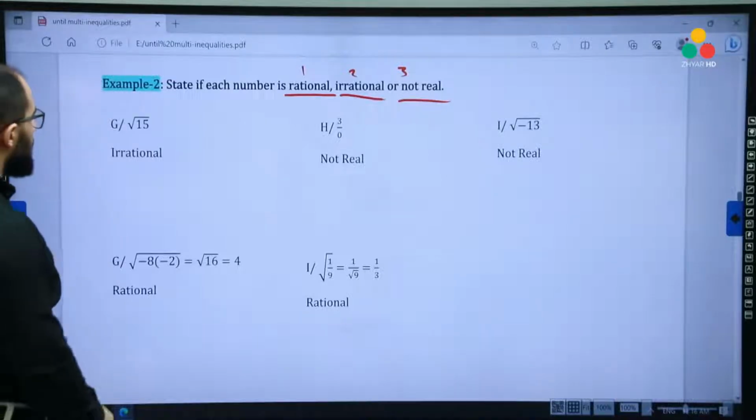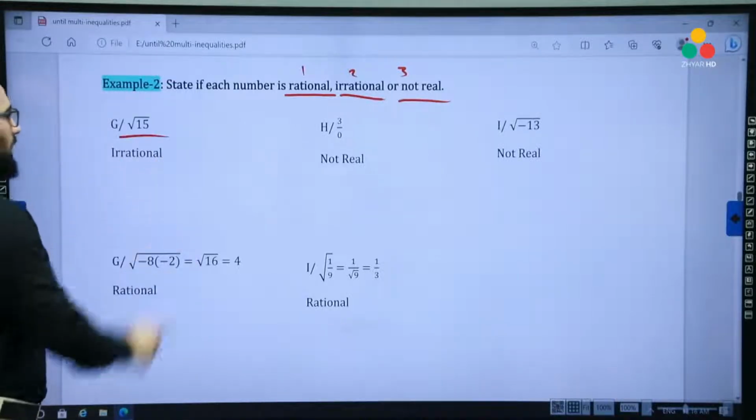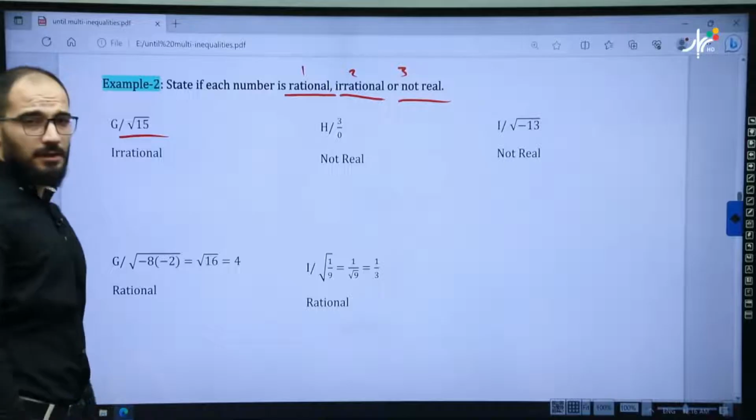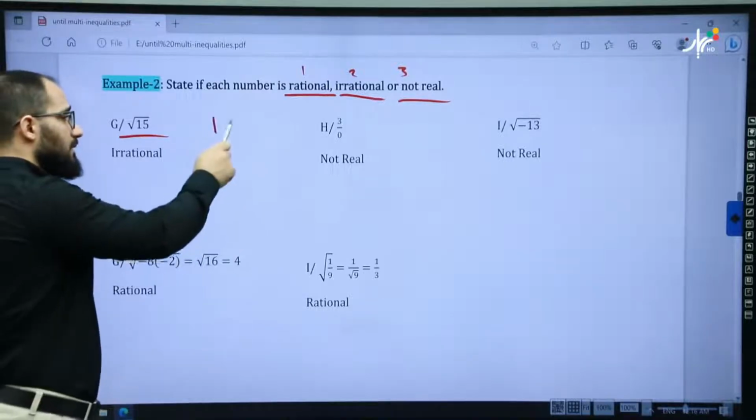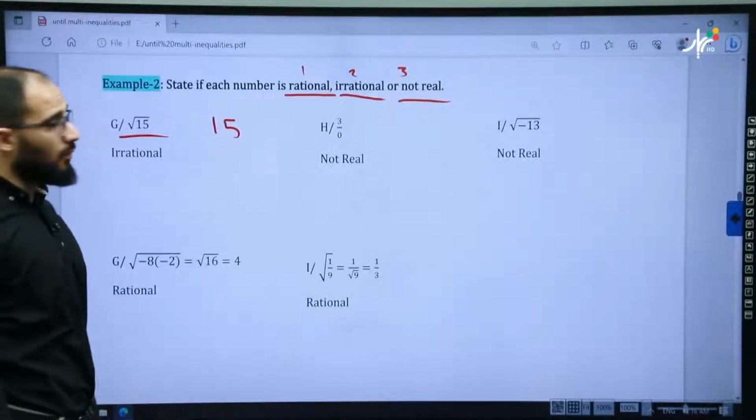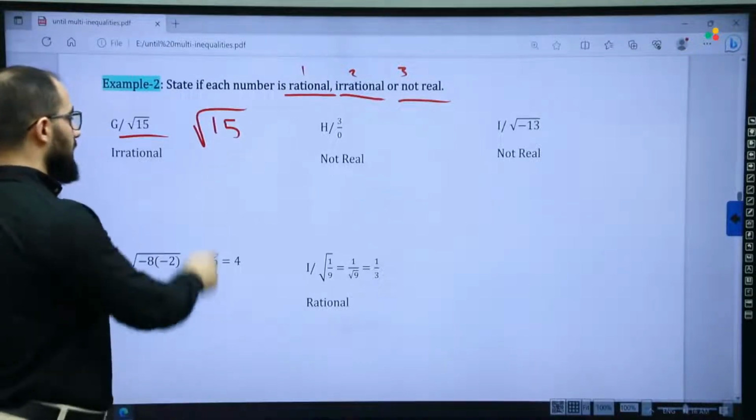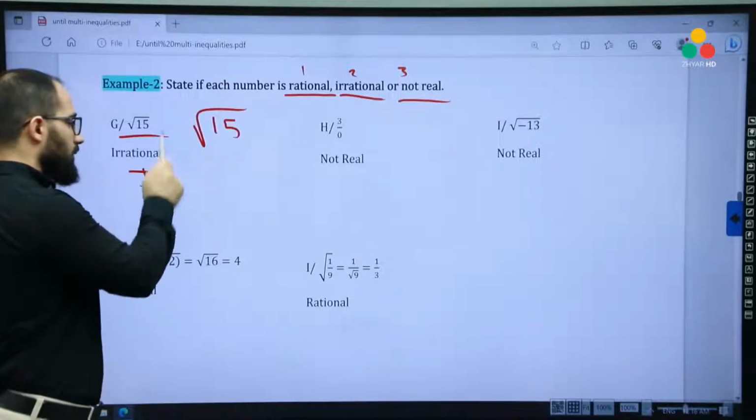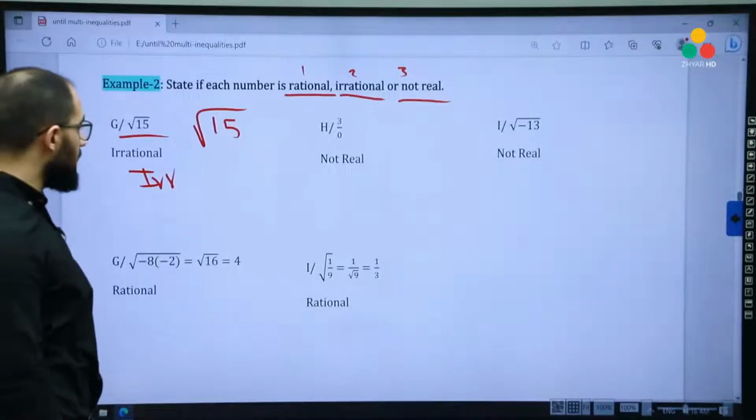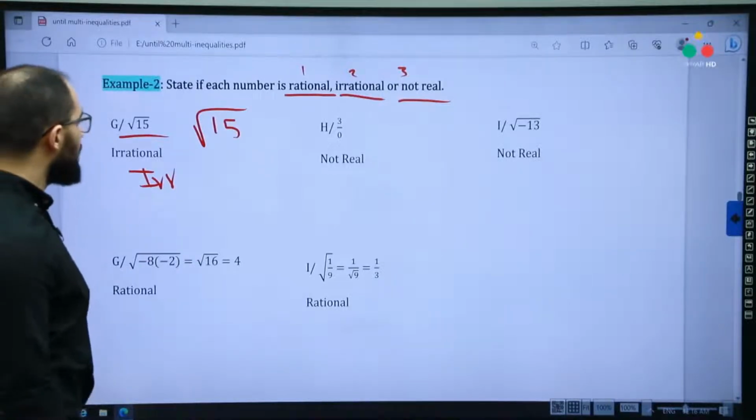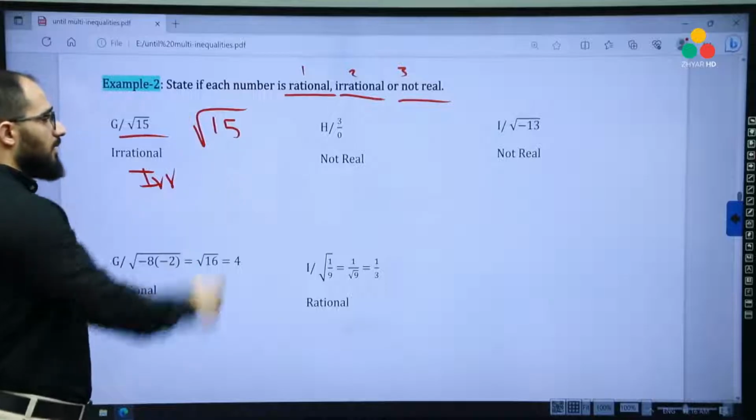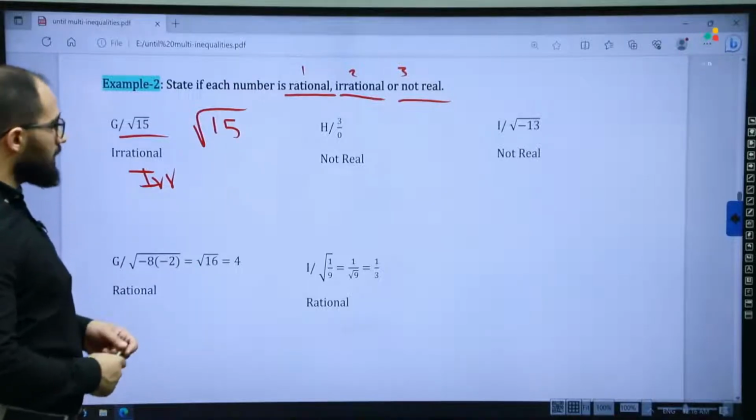So the first one, this is example G, the square root of 15. Is 15 a perfect square? Of course not. Because it is the square root of a non-perfect square, as we explained before, it is an irrational number.